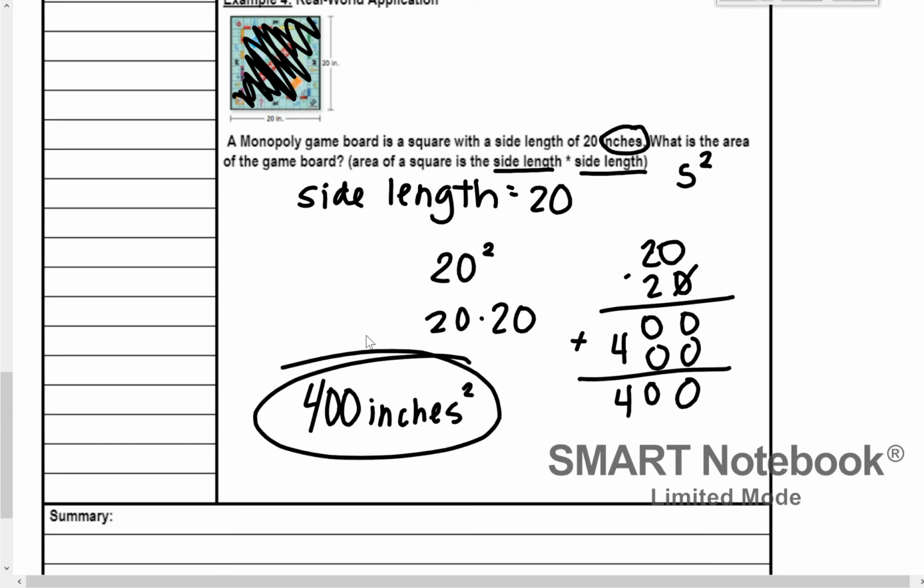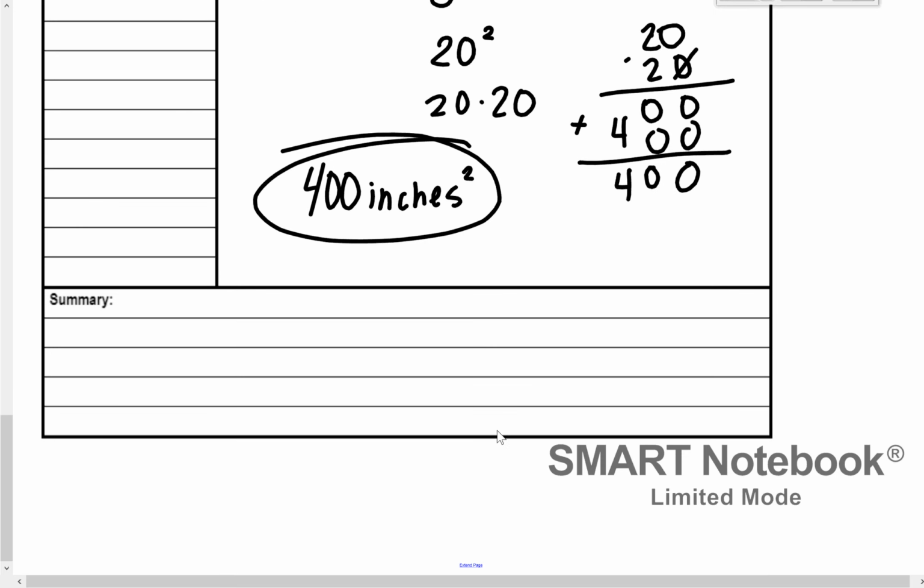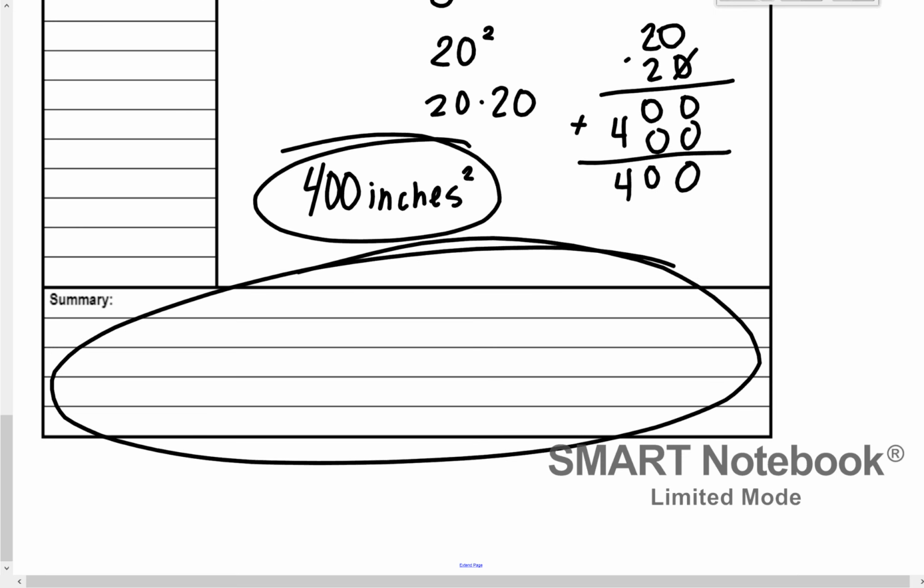All right. So I would like you to take a couple minutes, fill out your summary. Again, aim for 3 sentences. Sentence starters could be, today I learned what a base was. I learned how to find the value of a power. The base tells me what number is being multiplied. The exponent tells me how many times it's being multiplied. Any of those pieces of information would be good to include.